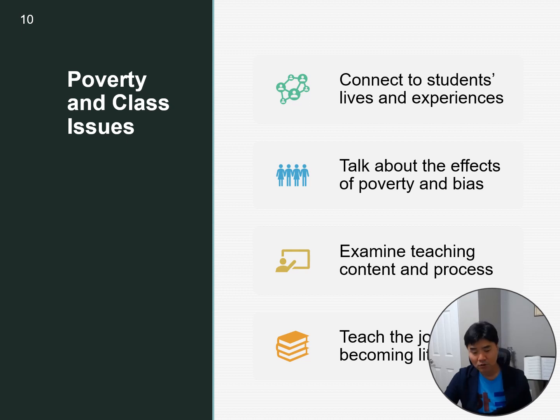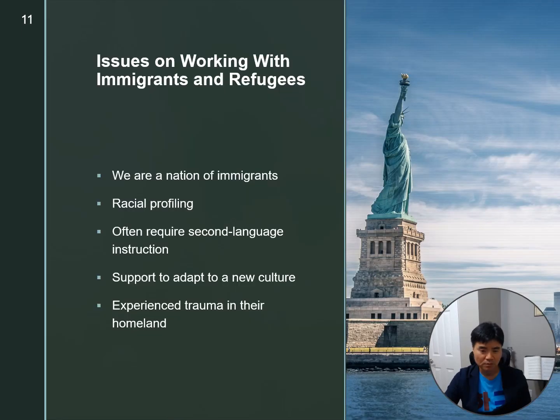So as an educator, we need to also look back for any bias in our teaching process and then contents. That's important as an educator. Any example as fair or just, so that's a good way we can think about being a reflective teacher, right? And teach the joy of becoming literate. So that's important, the reading and writing component, and also understanding multicultural education.